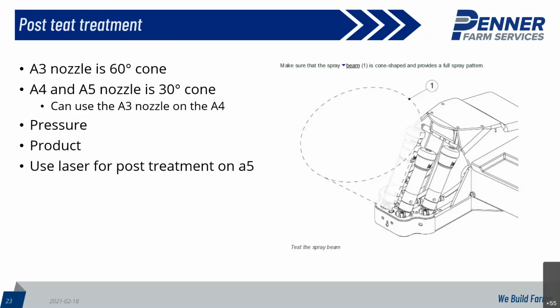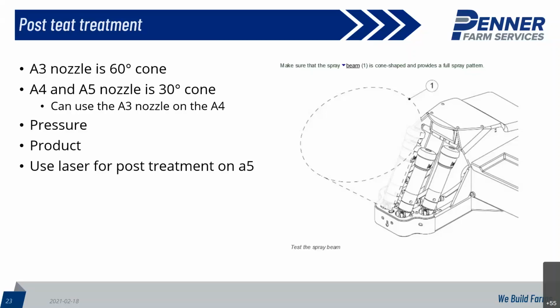Okay, the post-feed treatment. It's actually a very important part of the milk process. Now, the A3 nozzles, there are two different kinds of nozzles out there. The A3 came with a 60-degree cone nozzle, and the A4 and the A5 have a 30-degree cone spray nozzle. The downside of the 60-degree cone is you need more product to get the same amount of coverage, but you're covering a larger area. We have installed A3 nozzles on A4s just to get broader coverage, so it can be done.